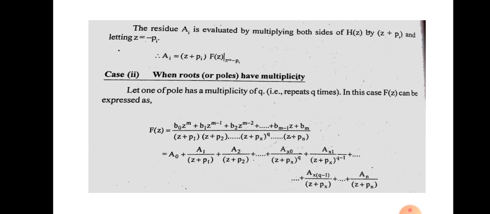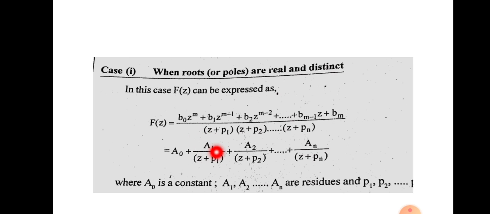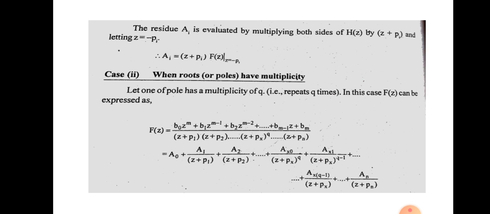In that case, first of all we want to find a1, a2 etc. up to an, and the equation for finding this is: a1 is obtained by multiplying F of z by z plus p1, and we have to put the value z equal to minus p1. So the general equation is that ai will be equal to z plus pi into F of z at z equal to minus pi. Similarly, if the roots have multiple values, that means z plus pi is repeating more than once, then what will be the form? See here F of z is in the same form: a0 plus a1 by z plus p1, a2 by z plus p2, and it goes up to n terms.